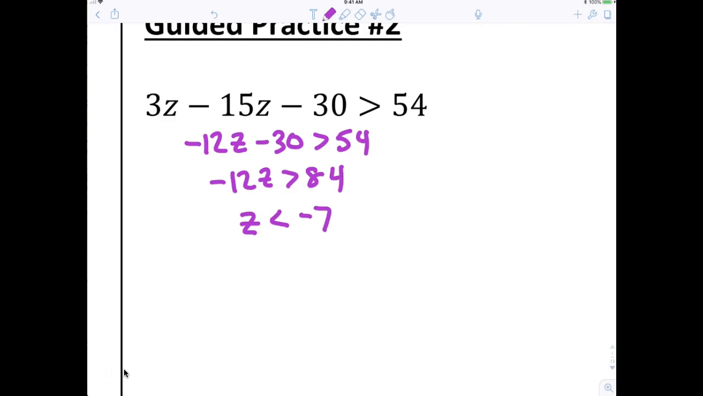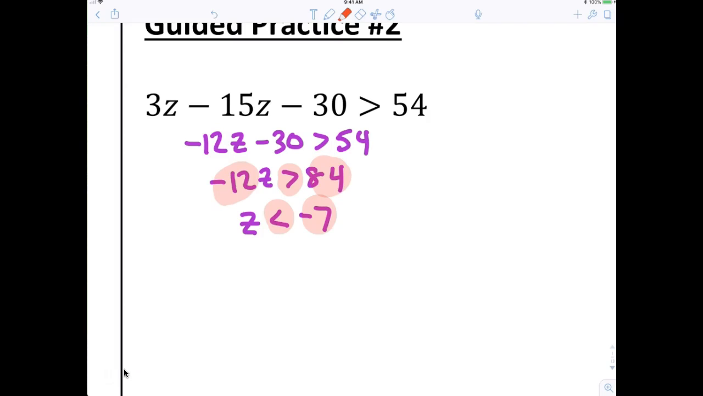Everybody listen to me, and please look at what I'm telling you. This was a negative. Now it's a what? Positive. This was a greater than. Now it is a less than. This was a positive. Now it's a what? Negative. Whenever you divide by a negative, you change all signs. Everybody with me on this?